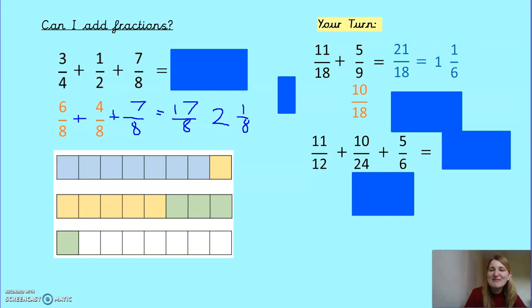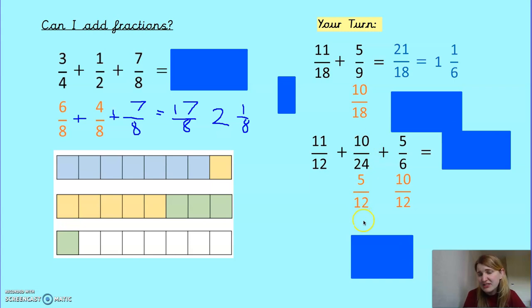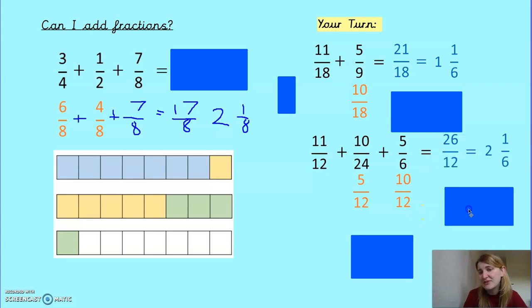So then for this one, I would have probably changed those all into 12ths, I think. I divided this one by 2 to get 12ths. This one, I would have multiplied by 2 to get 12ths. My answer would have been 26/12 or 2 and 2/12. 2/12 can be simplified to 1/6.